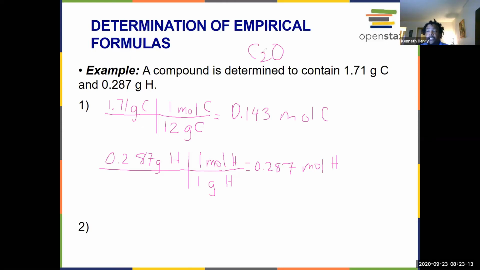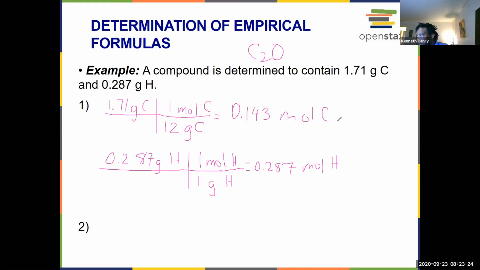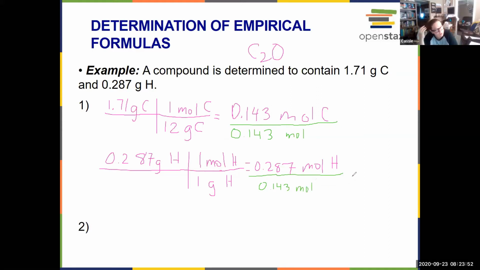Okay, so now we're able to set up some ratios. So how would I set up my ratios? You divide by the smallest number. Okay, so let's divide by the smallest number. I think 1.43 is the smallest number. Yep. So I divide both of them by the smallest number. So it'd be 1 and 2, right?